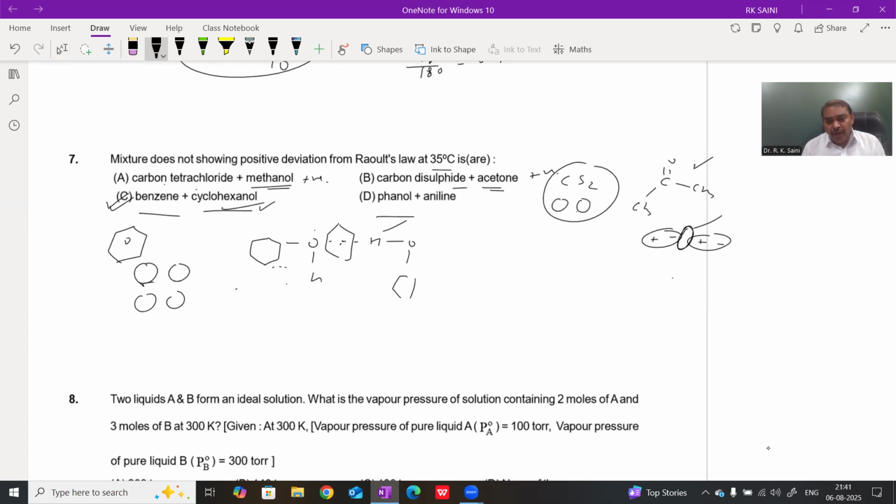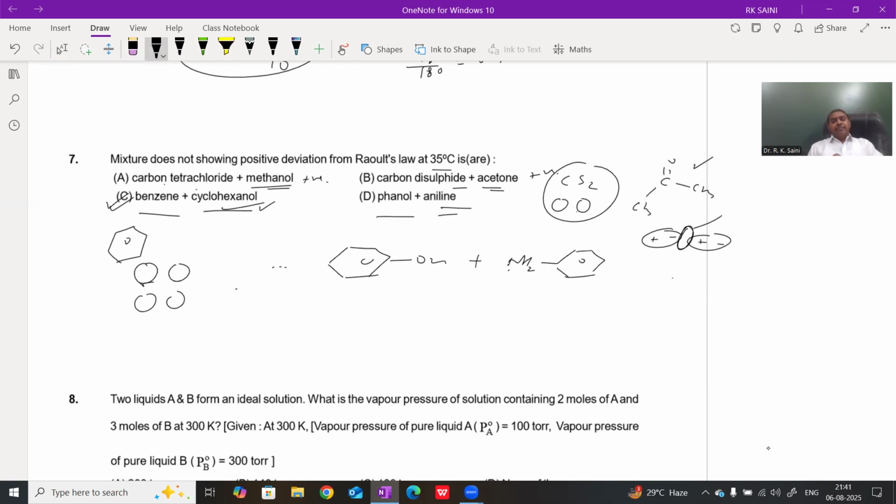In the case of phenol and aniline, a very important combination, phenol is an acid and aniline is a base, a nitrogenous base. When an acid and a base are mixed, neutralization takes place, and during neutralization energy is released, so their mixing is exothermic. And we know that exothermic mixing shows negative deviation.